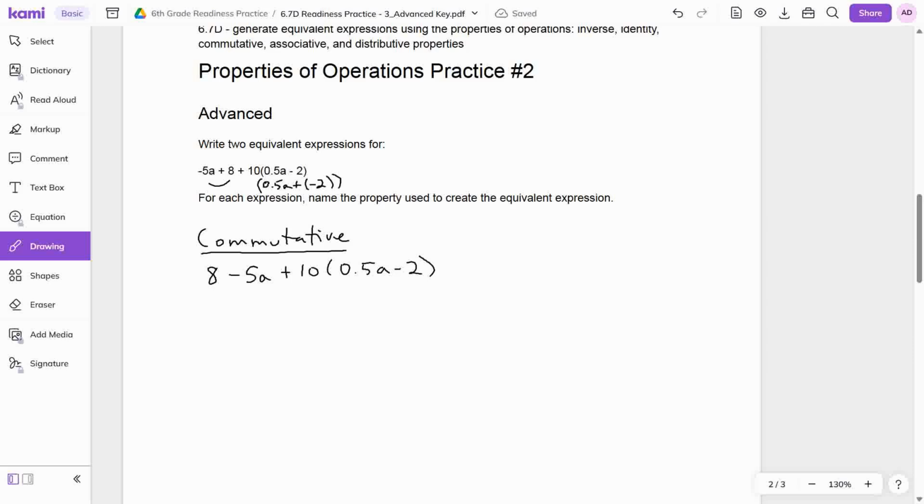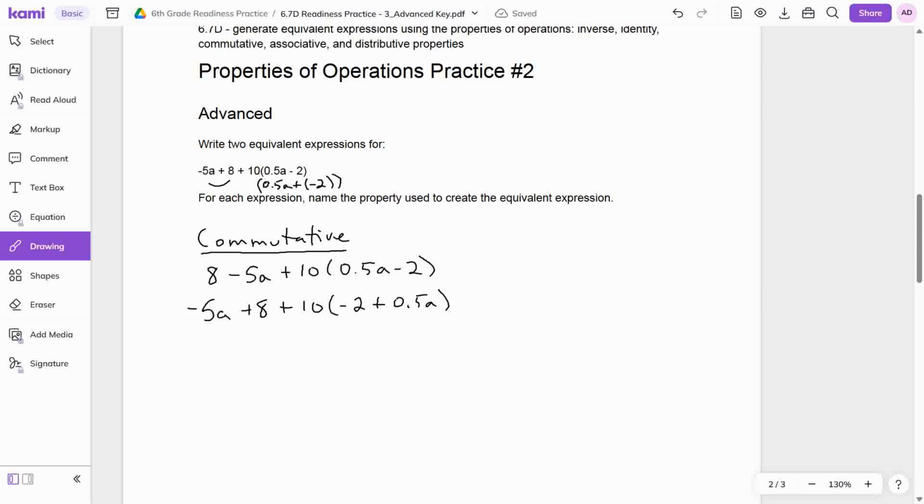If I do that, now I can do it. So let's get back to the original. Negative 5a plus 8 plus 10. Now I'm going to swap those two. I'm going to do a minus 2 plus 0.5a. So that would also be the same.